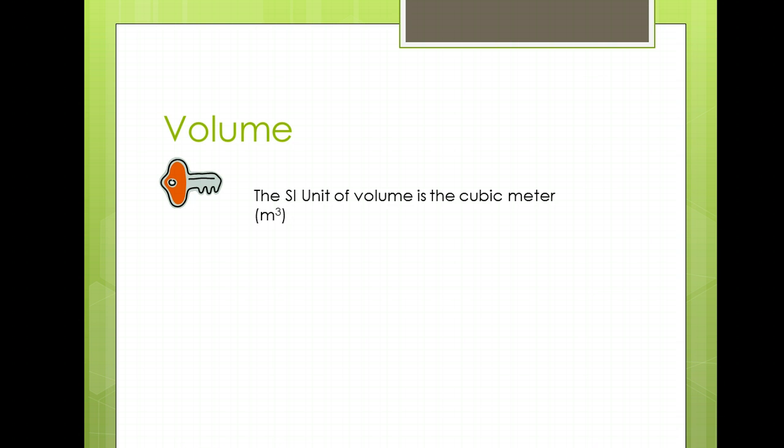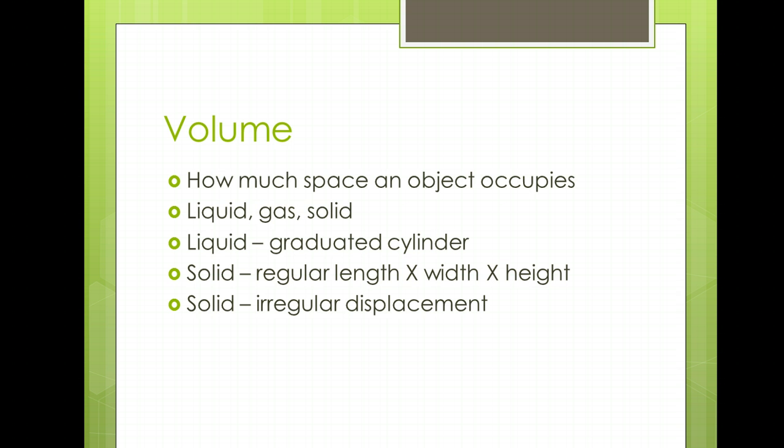Volume. Volume is how much space something takes up, and the key concept in this section is the SI unit of volume is the cubic meter, or lowercase m to the third power. The cubic centimeter, which is cm to the third power, is equal to 1 milliliter. When you're measuring liquid volume, you would use the unit milliliter or liter.